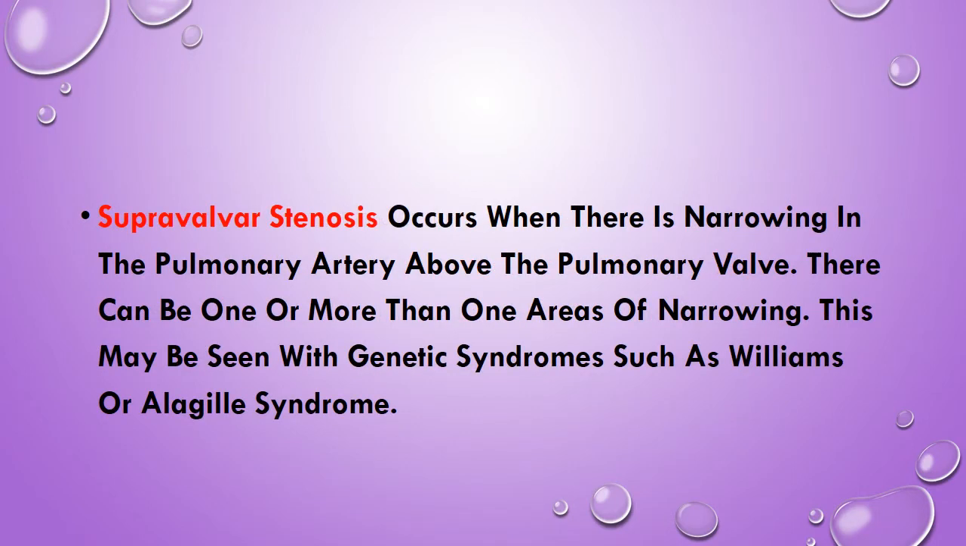Coming to supravalvular stenosis, there is narrowing of the pulmonary artery above the pulmonary valve, and there may be more than one area of narrowing. Mainly this is seen with genetic syndromes such as Williams or Alagille syndrome. Williams syndrome is also a genetic condition, characterized by a distinct facial appearance, and here mainly we find a missing chromosome.